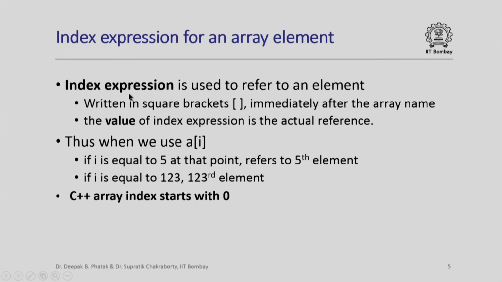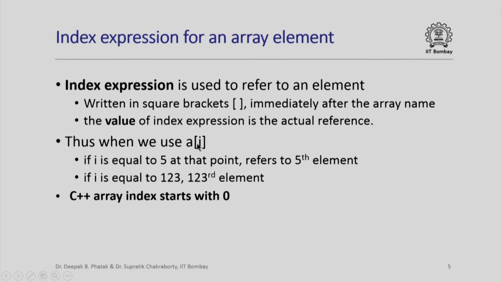We further look at the notion of index expression, which is used to refer to an element, written in square brackets immediately after the array name. Wherever we want to refer to an element, the value of the index expression is actually the reference to the element. For example, when we use A[i], if i is equal to 5 at that point, A[i] refers to the fifth element. If i is equal to 123, A[i] refers to the 123rd element.